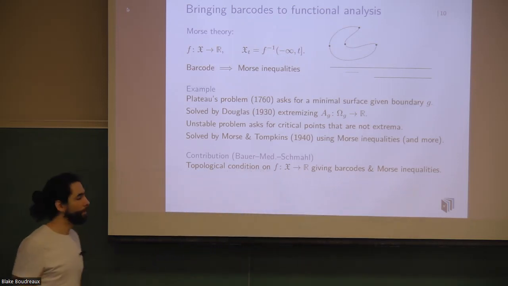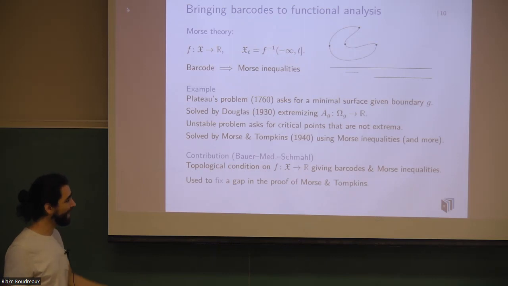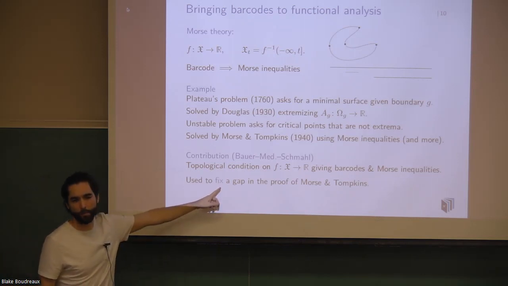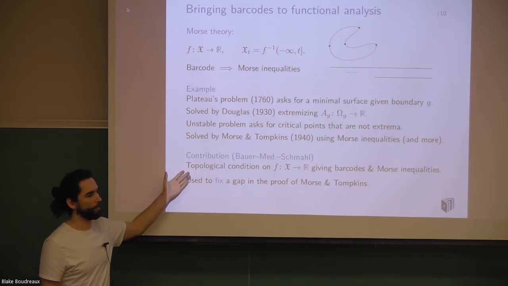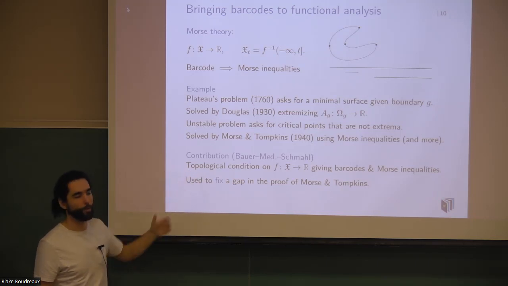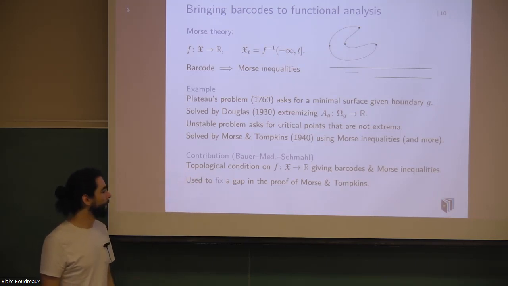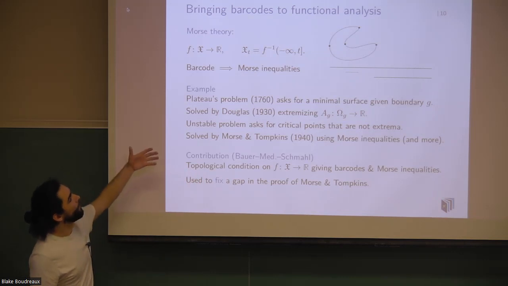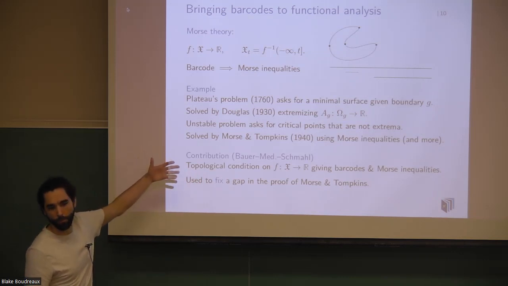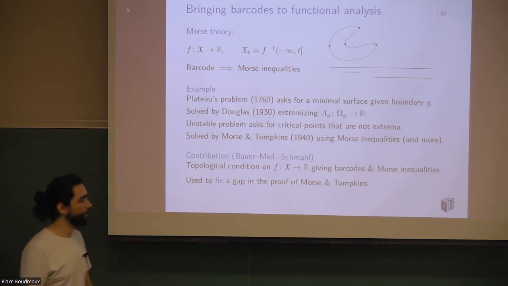You can say, okay, fine, but what did we do with it? We fix Morse and Tompkins' proof. We identify some claims that were not true, and we use our understanding of the situation to fill those in. The idea was to bring the proof of Morse and Tompkins, which is a very beautiful one, to a more rigorous and modern format, using the fact that persistent homology has grown into a more mature field.